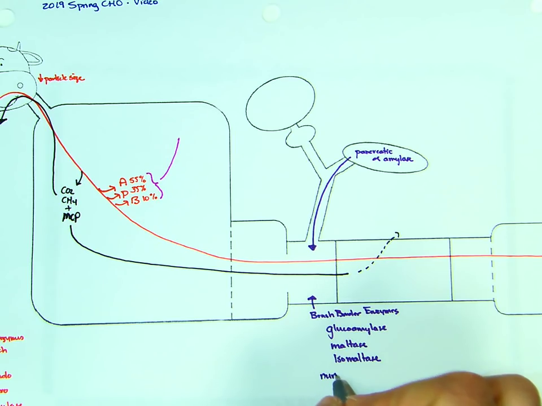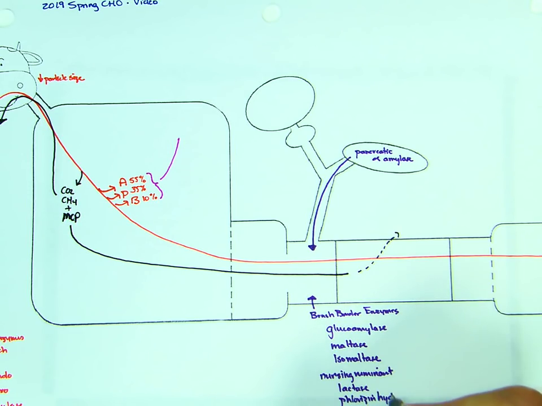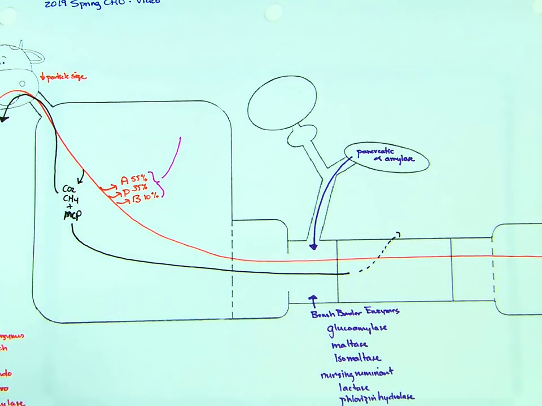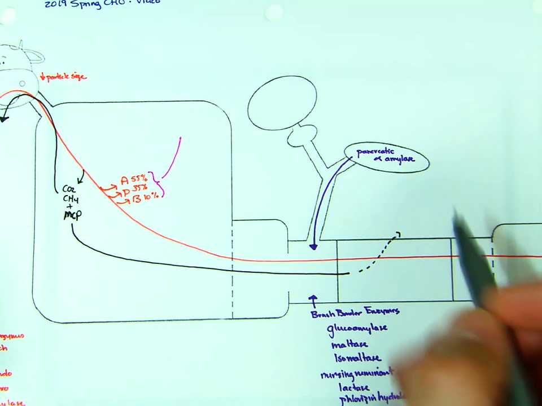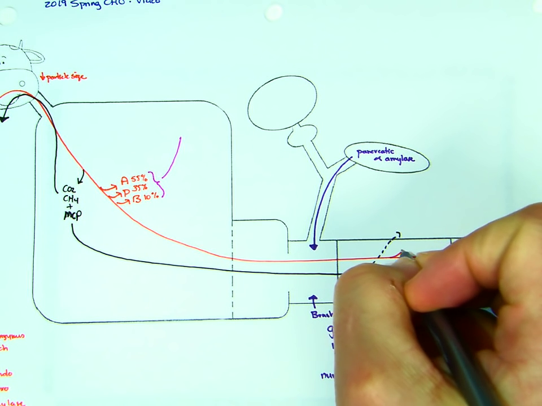In a nursing ruminant, we would have lactase and phlorizin hydrolase. Those two would be in the nursing ruminant. And remember, the milk is going to bypass the rumen, so it's not going to be fermented, so you're going to directly digest the lactose in the ruminant animal. But in the adult, it's just starch being digested, so we have glucose.